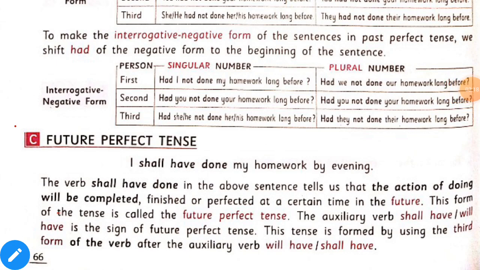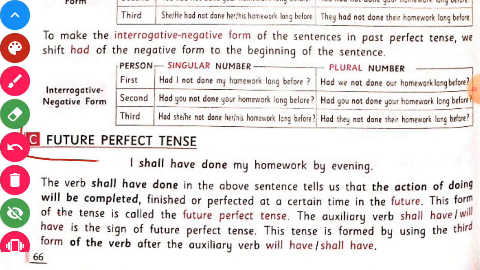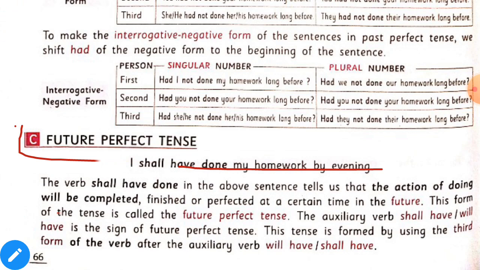Now let's know about future perfect tense. Okay, here is an example. You can see here, I shall have done my homework by evening. The verb shall have done.